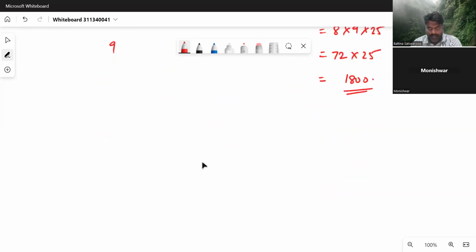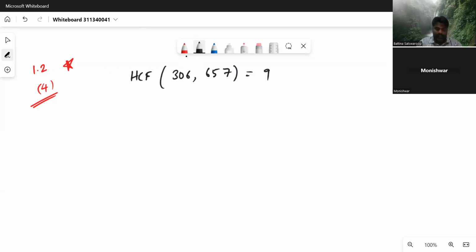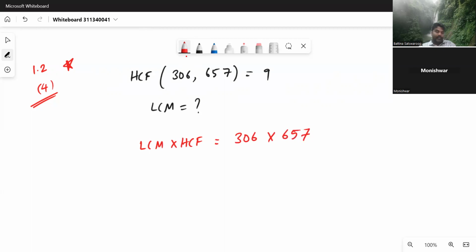Next. Question number 4, sir. Important question, sir. Quite regularly they keep asking this question. HCF of 306 and 657 is 9. Find the LCM. Just two problems before I have given you one formula. LCM into HCF is equal to product of two numbers. So the two numbers are 306 and 657. HCF is 9. You are supposed to find LCM.